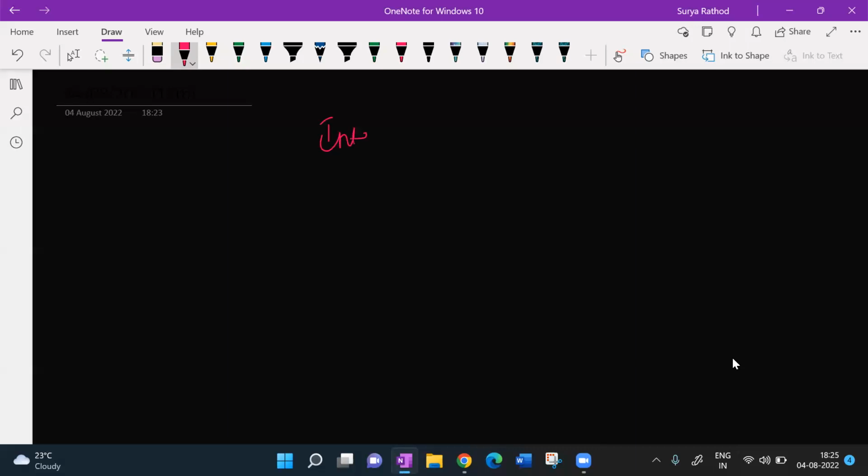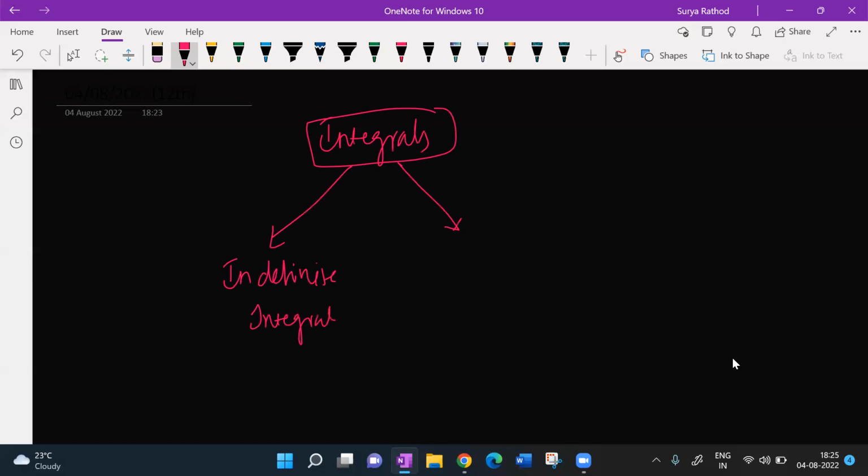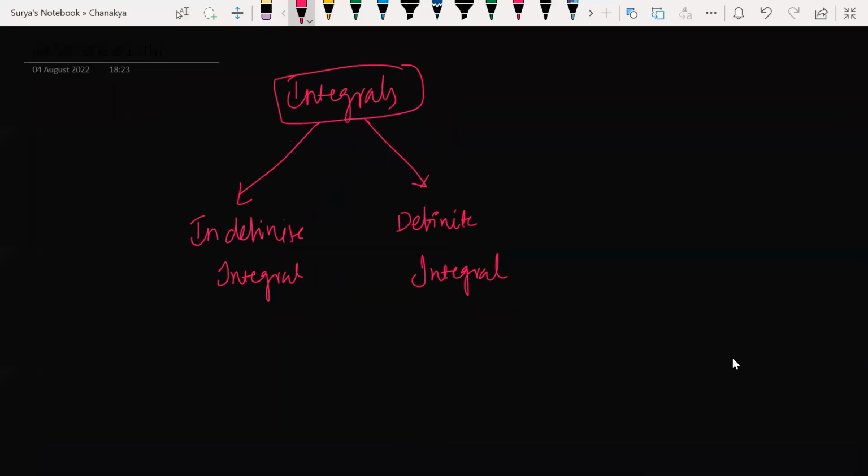So in this chapter, we'll have two parts. One is indefinite integrals, and the other one is definite integral. All right, indefinite integral, definite integral. Basically, we will be learning indefinite integration and definite integration.